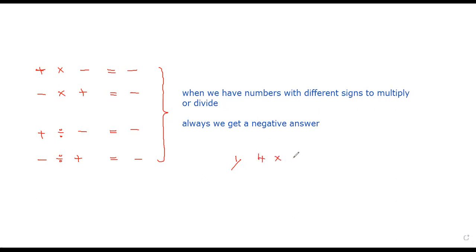4 multiplied by negative 2 will give you negative 8. Then negative 4 multiplied by 2 is negative 8. Question number 3, 4 divided by negative 2 is negative 2. Then negative 4 divided by 2 is negative 2. That is 4 times 2, 8, and 4 divided by 2, 2. So that is there. But how did I get the signs?